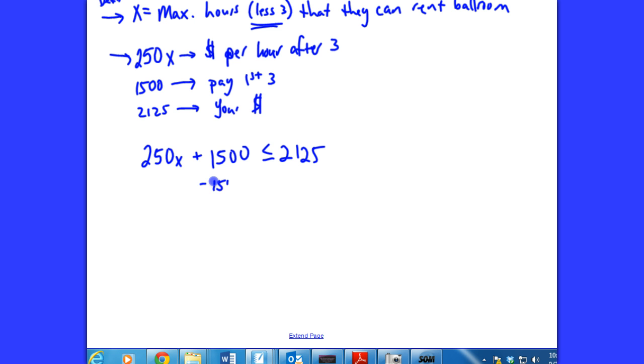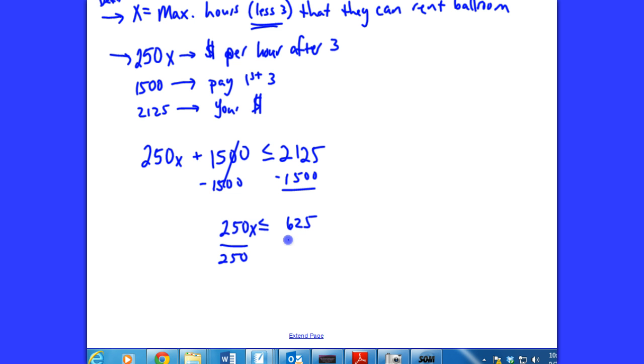So you're now just going to solve this question by subtracting 1,500 from both sides. And we do our math there. We end up with 250x less than or equal to, if I subtract that out, you can double check me, I believe it's 625. All right, now I want to go ahead and solve this. I'm going to divide this by 250.